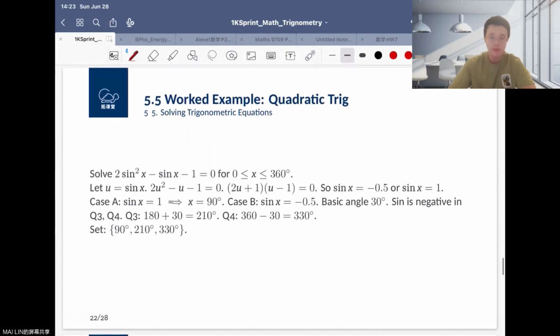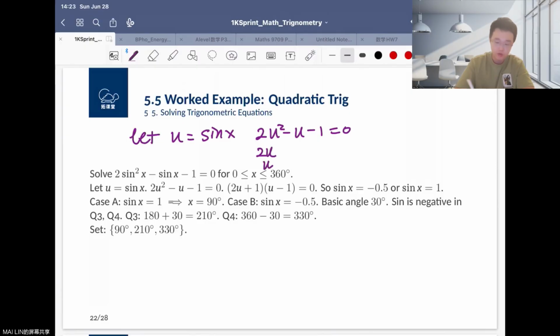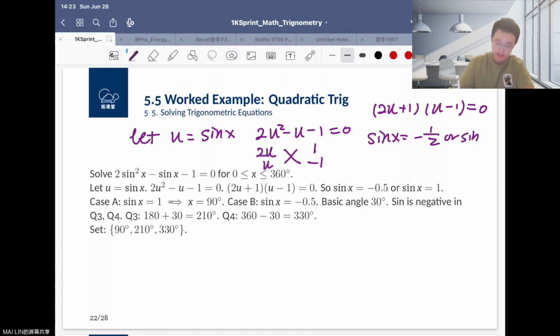And also for some extension problems, like here, 2 sin²x minus sin x minus 1 equals 0. You can first try factorizing the left side. Here you just consider sin x as u, so let u equal sin x. The left side can be considered as 2u² minus u minus 1 equals 0, right? We can say 2u² can be divided into 2u and u, and negative 1 can be divided into negative 1 and 1. So it can be written down as (2u + 1)(u - 1) equals 0, okay? So we have sin x equals negative 1/2 or sin x equals 1.